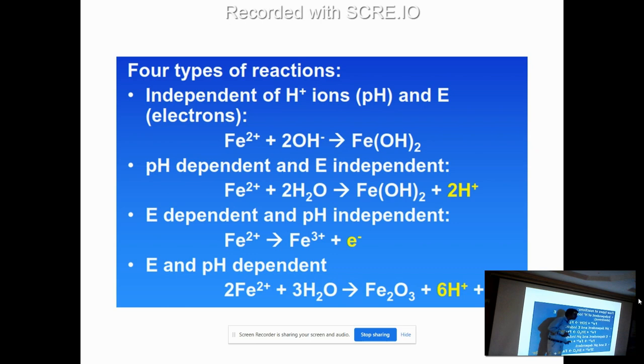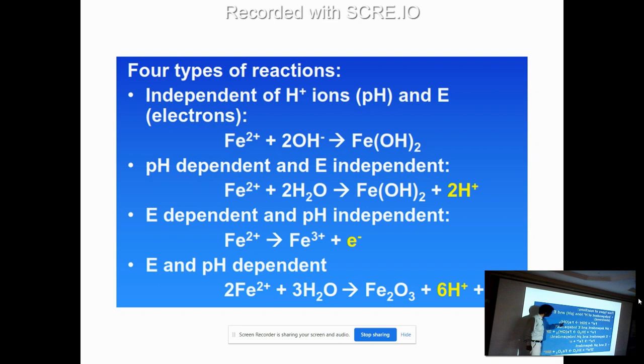Fine. Come to here: pH dependent and potential independent. pH dependent means H plus will be there. So you look here, H plus is here. Fe2+ plus 2H2O gives us Fe(OH)2 plus 2H+. Now both are independent, H plus ions and electrons. That means there won't be any electron and there won't be any H plus. Look at the reaction: Fe2+ plus 2OH- gives us Fe(OH)2.